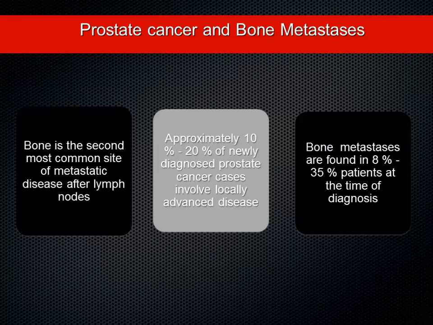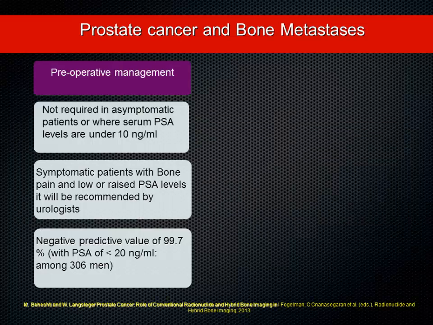I will skip this. And coming to prostate cancer and bone metastasis, we know bone is the second most common site after lymph nodes in patients with prostate cancer. Approximately 10 to 20% of the newly diagnosed prostate cancer patients will have advanced local disease. Bone metastases are found in about 10 to 30% of patients. What's the role of prostate cancer and bone imaging?